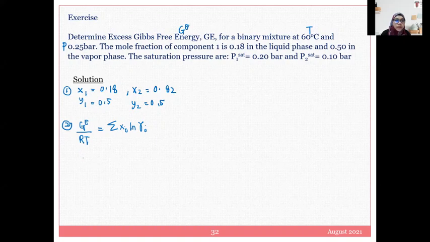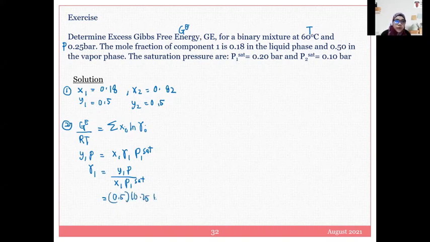For gamma, we can refer to the modified Raoult's law. To determine the gamma, we have the correlation y1 P equals x1 gamma 1 P1 saturation. So gamma 1 equals y1 P over x1 P1 saturation. Y1 is 0.5, P is 0.25 bar, x1 is 0.18, and P1 saturation is 0.2 bar. Since all the units are standardized, the answer is 3.47. Then we proceed to component 2.